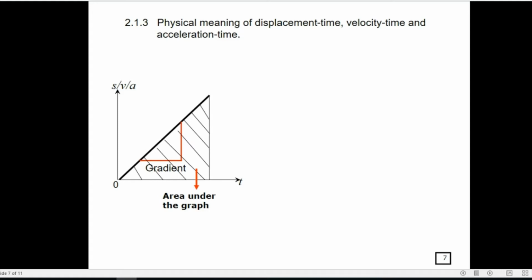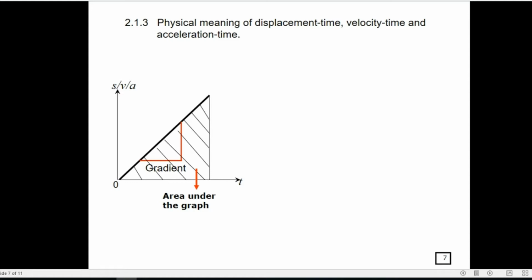So the next part that we're going to learn is the physical meaning of three types of graph: the displacement-time graph, s-t, the velocity-time graph, v-t, and the acceleration-time graph, a-t. The slide shows the graph of s-t, v-t, or a-t. This graph shows a straight line, meaning that at the initial position, maybe an object is initially at a certain position, at rest, and doesn't move. So v is 0, t is 0, s is 0, a is 0, meaning that this object doesn't move at all. As time goes by, this object will go through a certain movement.